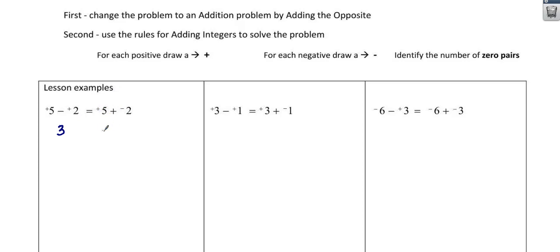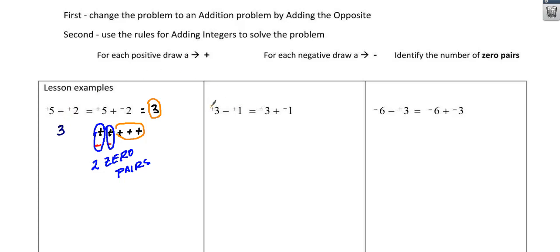So to do this, we're going to have our 5 positives. So let me get my 5 positives here. And we're going to have 2 negatives. That will create 2 zero pairs, one right there, one right there. So my idea of keeping track of zero pairs, I've got 2 zero pairs. And what's left are these 3 positives. So we know that all of that equals 3. There's our answer to that problem, which is exactly what we had for this problem.